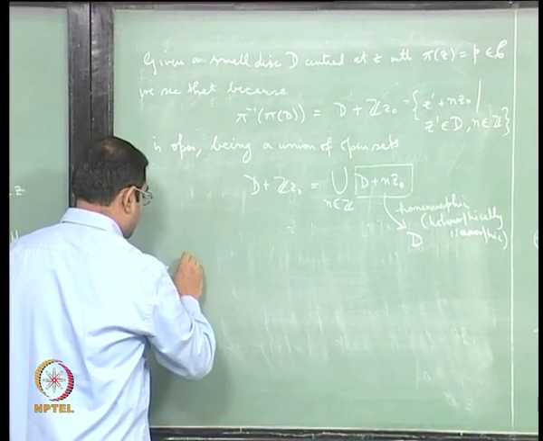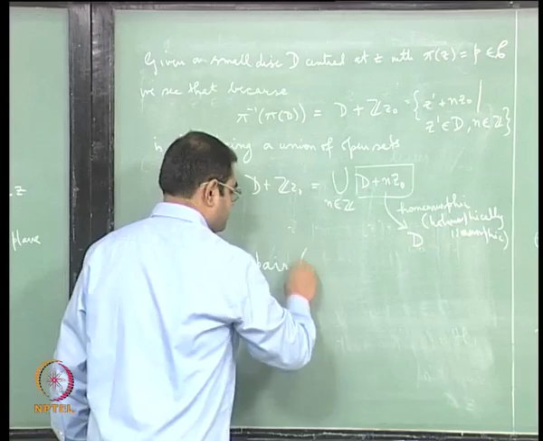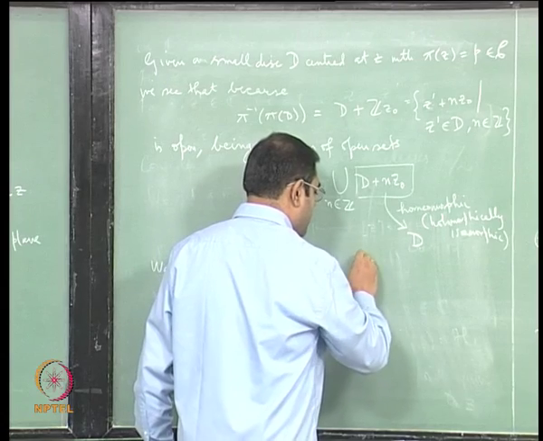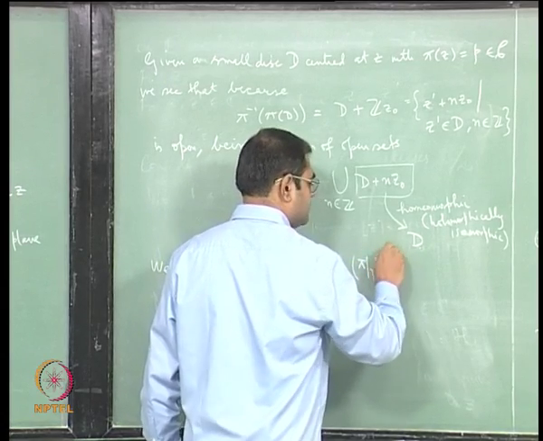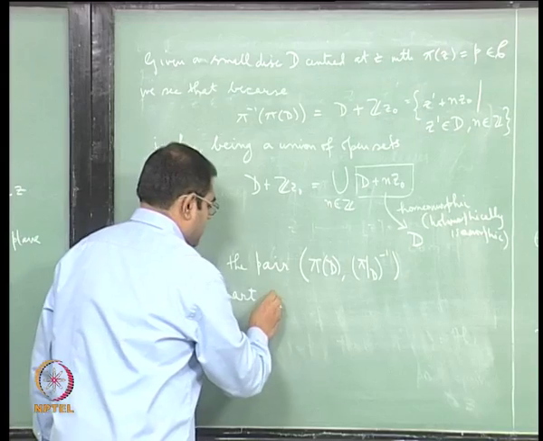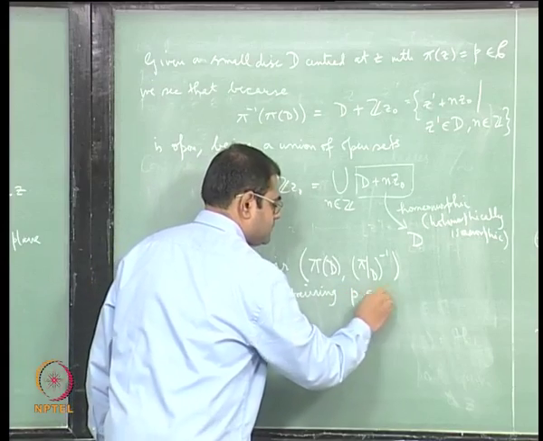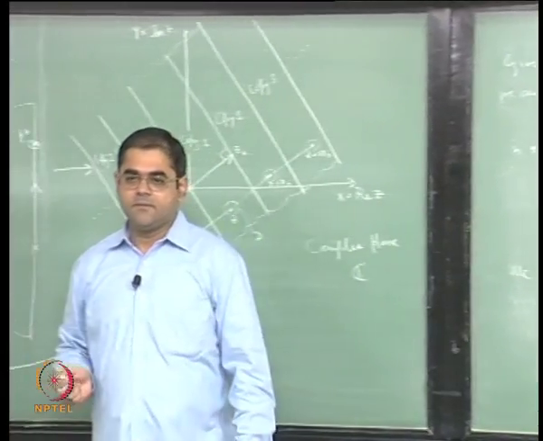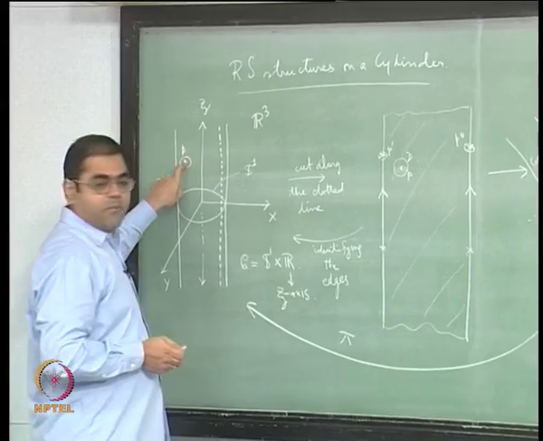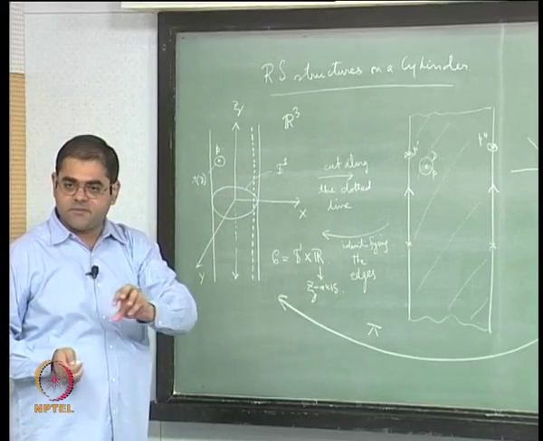We take the pair (π of D, π restricted to D inverse) as a chart containing P. Okay. So what I have finally been able to do is, for every point here I have been able to give you a chart, and I can do this for every point because my point was arbitrary.